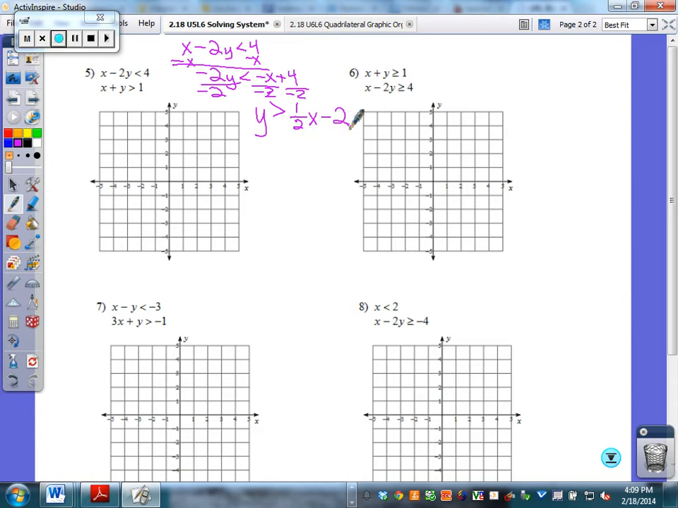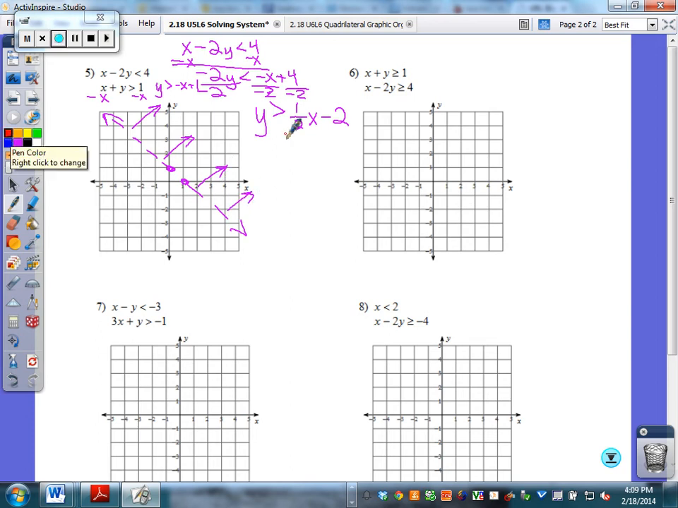When we rewrite this one right here, this is a little bit easier. We subtract the x from both sides, and so we're left with y is greater than negative x plus 1. So let's do this first one right here. Y is greater than negative x plus 1. Start at the y-intercept. My slope is negative 1, so it's down 1 over 1. It's strict, so it's a dotted line. And then we have a greater than, so we're shading above this line right here.